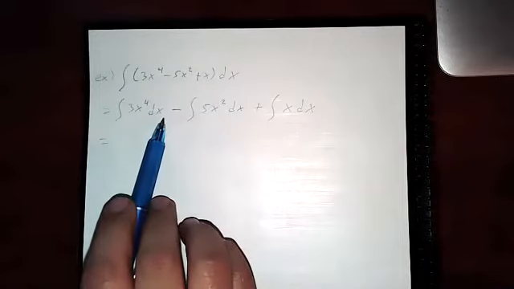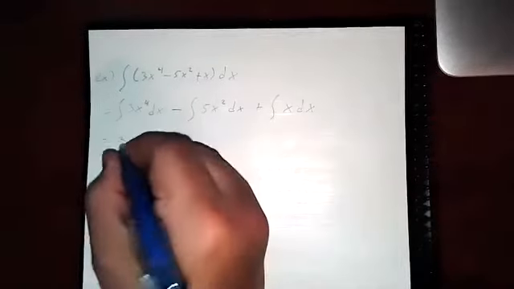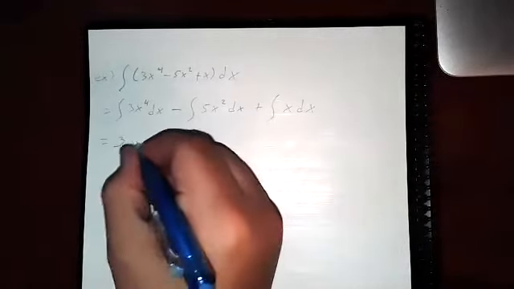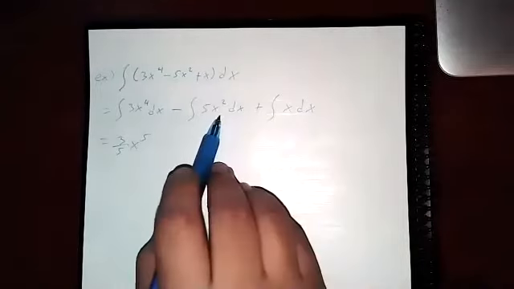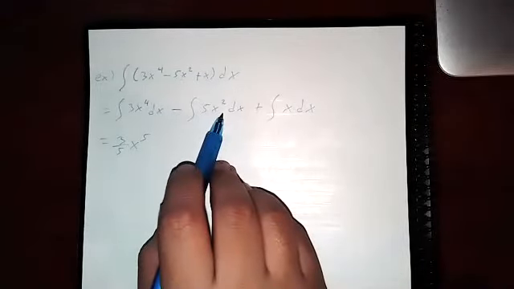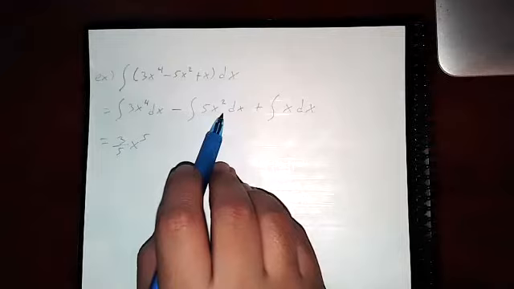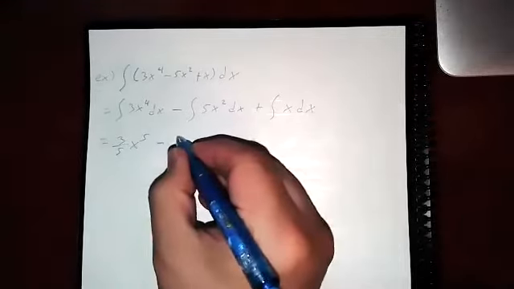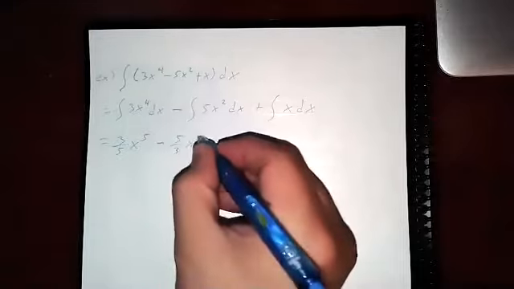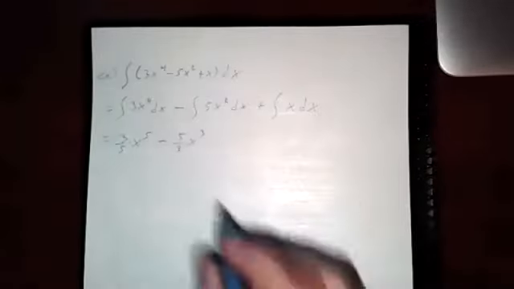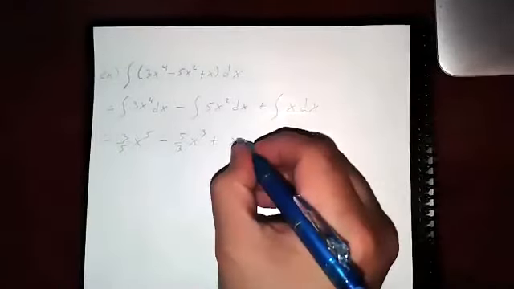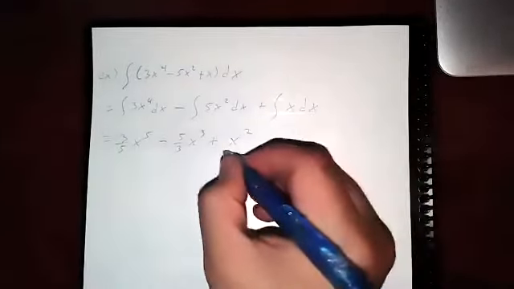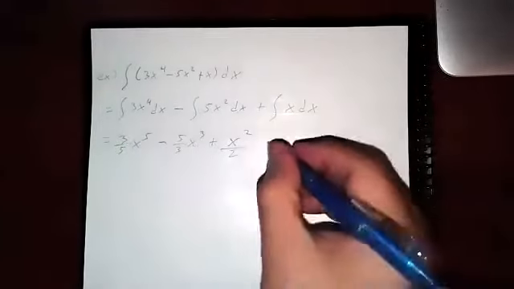3/5 x to the 5th. Yeah, 3/5 x to the 5th. What about this guy? 5/3 x to the third. Yep. And the last one? X squared over 2, or 1/2 x squared. Okay.